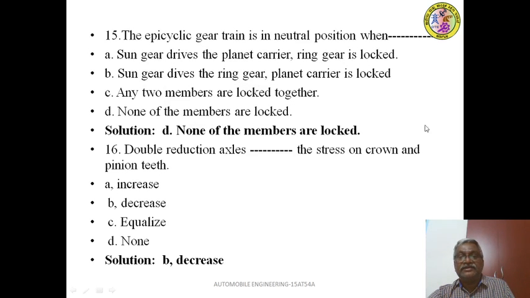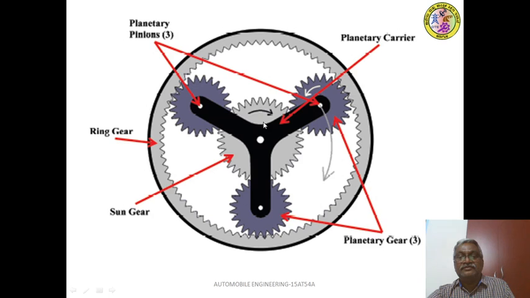Next, the epicyclic gear is in neutral position when none of the members are locked. Here you see that sun gear, suppose consider sun gear is driving gear. Here planet carrier is not locked and ring gear is also not locked. Then sun gear drives at that time. So since they are not locked, all are simply revolving, but power is not transmitted. The gear set is in neutral position.